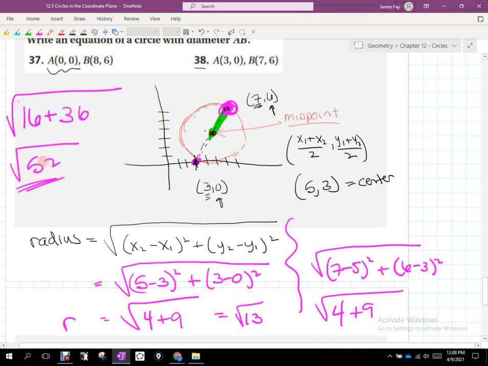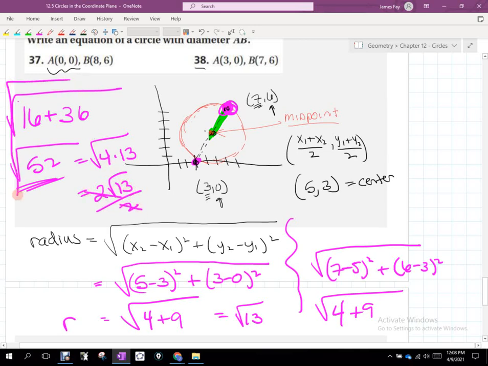So what we need here is to realize that 52 is the same thing as radical 4 times 13. What's the square root of 4? 2. So I get 2 radical 13. But that 2 radical 13 is still not radical 13 because this is a diameter, right? What do I need to do with that to get the radius? Divide by 2. Still gives me radical 13, right?